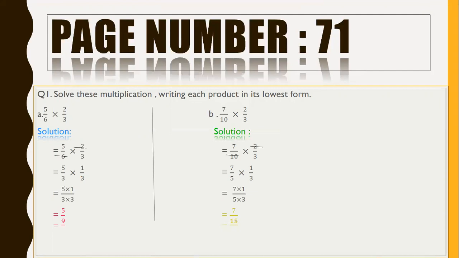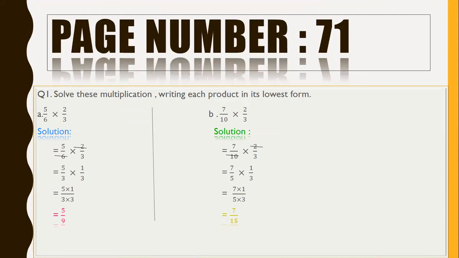5 over 6 multiplied by 2 over 3. We cancel 2 and 6 with each other, the same procedure that we adopted on the previous page in question 11. 2 and 6 will be cancelled with each other because one is in the numerator and the other is in the denominator. After the cancellation, the first fraction becomes 5 over 3 and the other one becomes 1 over 3.